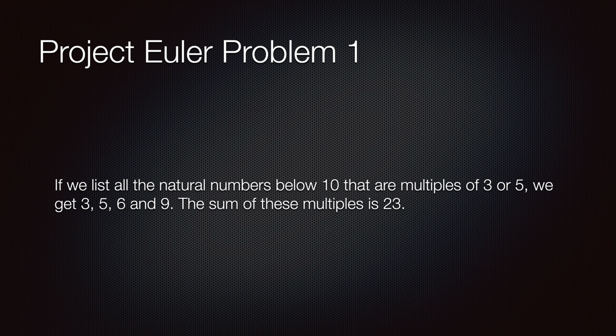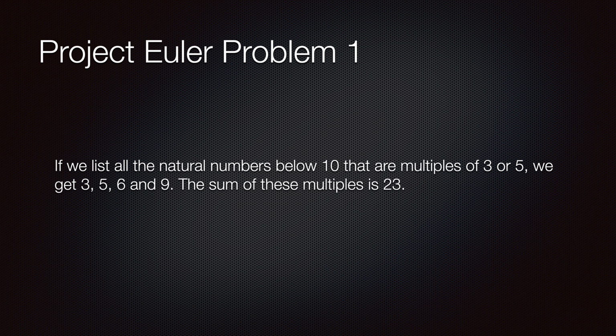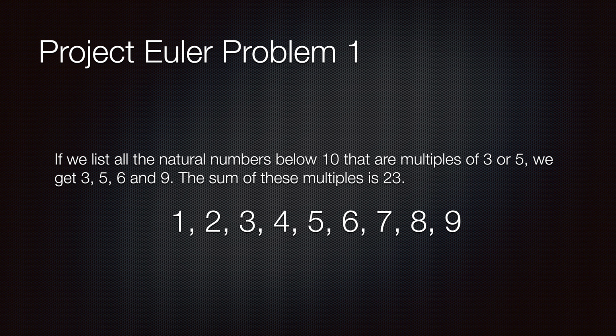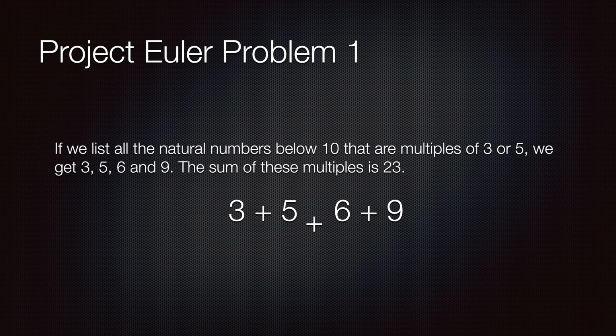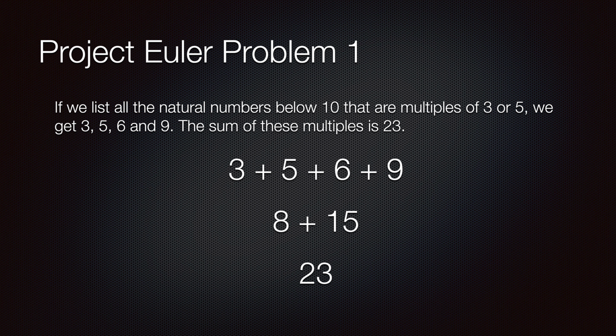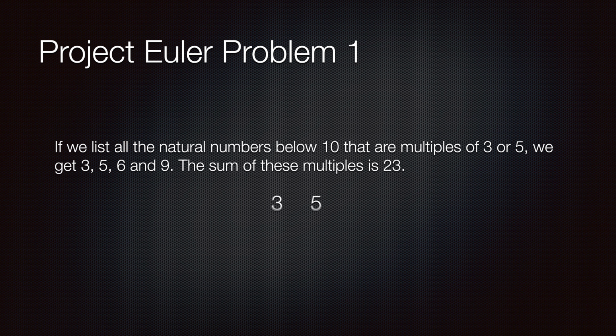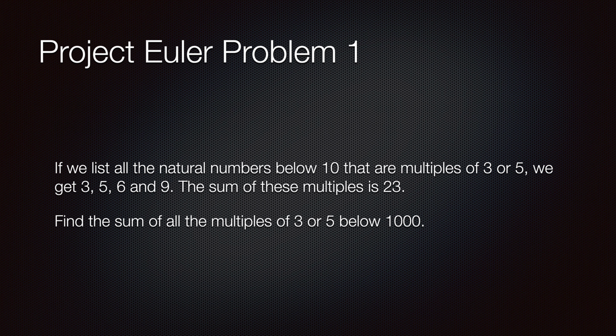Let's make sure we understand the problem statement. List all the numbers below 10. Pick out the multiples of 3. Then pick out the multiples of 5. We get 3, 5, 6, and 9. Let's sum them up. And we get 23. Now we just need to do the same thing for all natural numbers below 1000.